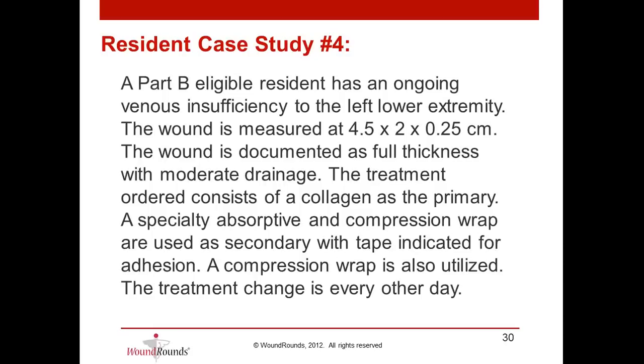And our final resident case study. A Part B eligible resident has an ongoing venous insufficiency to the left lower extremity. The wound is measured at 4.5 by 2 by 0.25. The wound is documented as full thickness with moderate drainage. The treatment ordered consists of a collagen as the primary. A specialty absorptive and the compression wrap are also used as secondary with tape indicated for adhesion. The treatment changes every other day. And the estimated reimbursement total for this particular resident is $422.55.